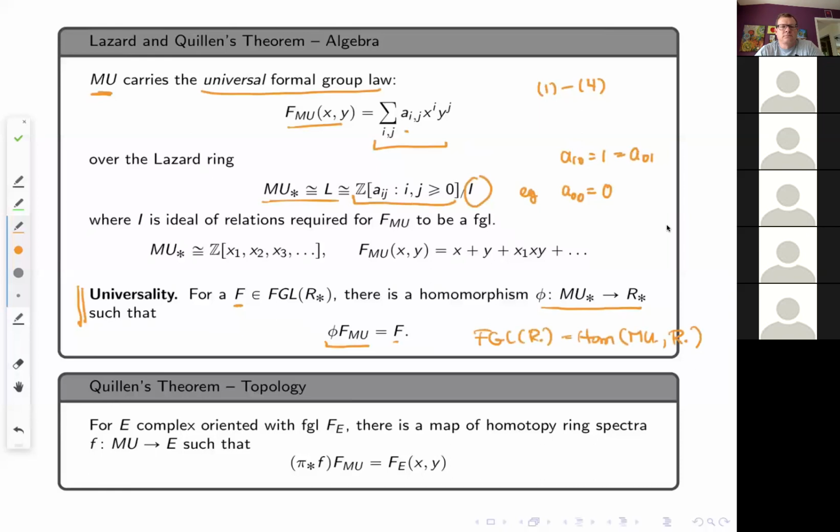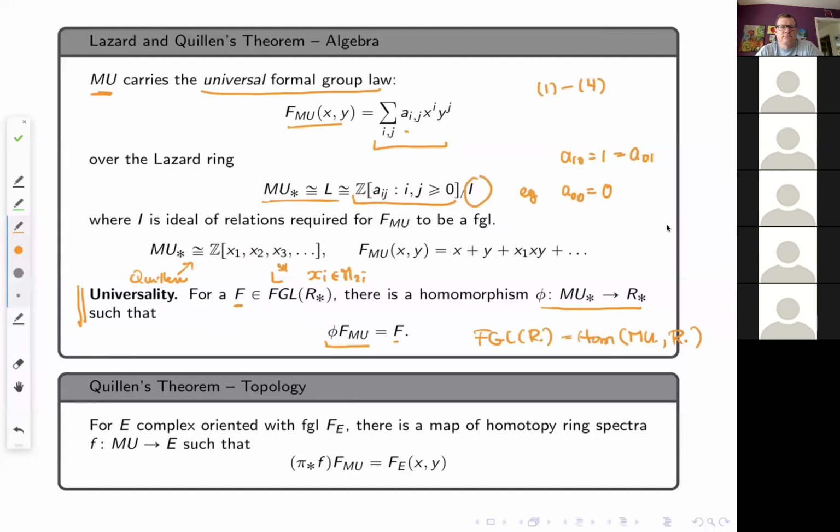Now it's a theorem of Lazard that L is isomorphic to a power series ring in countably many variables. And the x_i, remember, are in degree 2i. And it's a theorem of Quillen that this is also MU star.